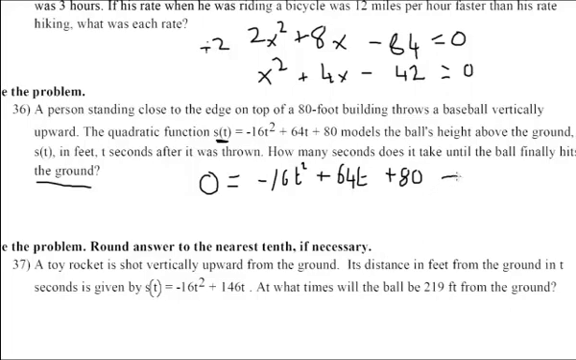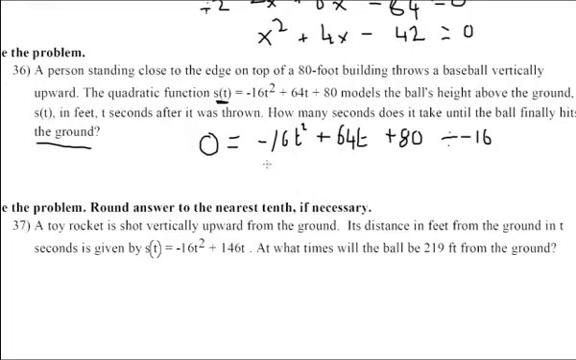Now look, just like I divided all of this by 2, all of these will divide by, believe it or not, negative 16. I know you can do 16, but negative 16 will make this first term positive. Look, divide it by negative 16, you get t squared. Divide this by negative 16, you get negative 4t. Divide this by negative 16, you get negative 5. I've divided each one of those by negative 16.